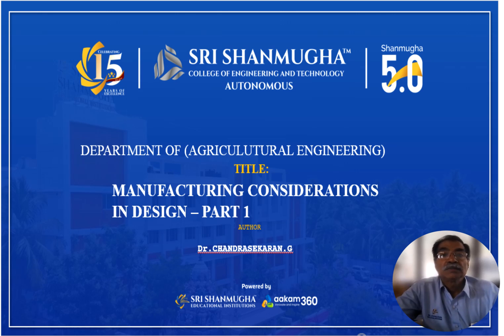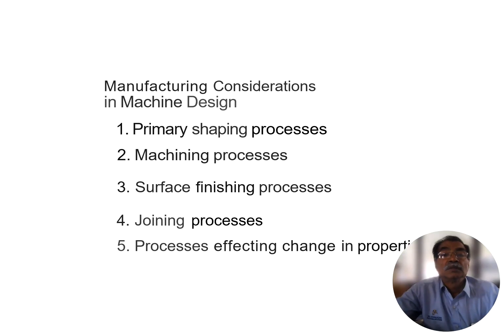Manufacturing considerations in design. The knowledge of manufacturing processes is very important for a design engineer. So there are many manufacturing processes. The first one is primary shaping process. The process is used for preliminary shaping of the machine component. These kinds of processes are called primary shaping processes.